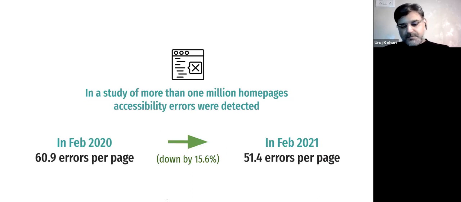These are statistics that may shock us, but there's also good news. There is an improvement of 15.6% in the number of accessibility-related errors found in 1 million home pages. There was a study done on 1 million home pages, and we've seen that in the last year the errors have dropped quite significantly. That's awesome, and it's going to make our products really accessible.